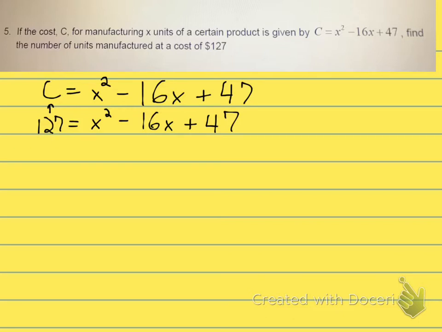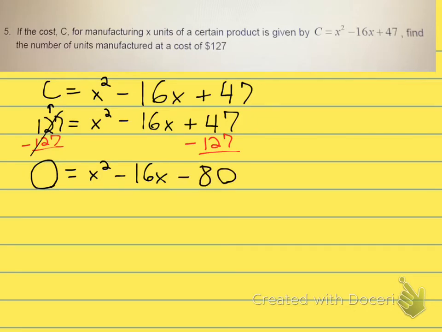How do I get rid of that 127? How do I make this side 0? Well, I need to subtract 127. If I subtract from the left, I need to also subtract 127 from the right. Drop down my equals. Left-hand side, 127 minus 127, 0. Right-hand side, x squared minus 16x, 47 minus 127, minus 80. All right, step one, solving a quadratic equation, set it equal to 0. That's right. Step two, factor completely.